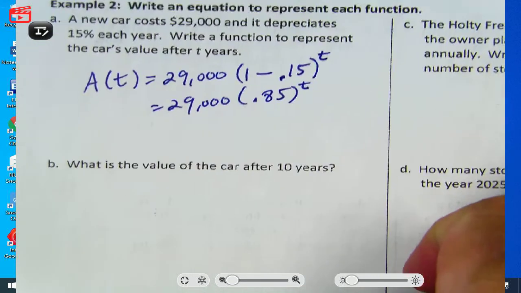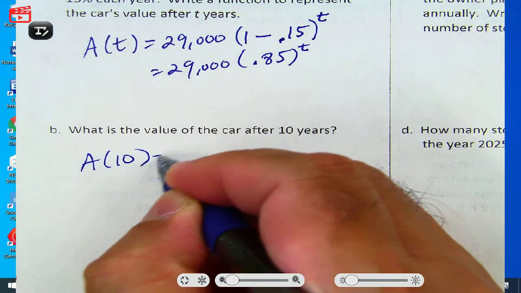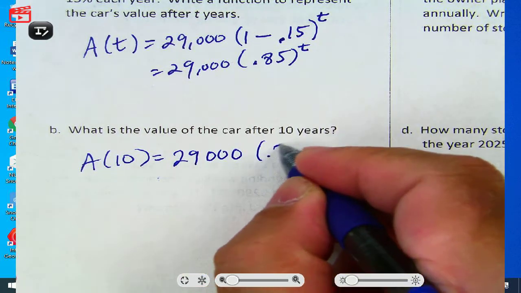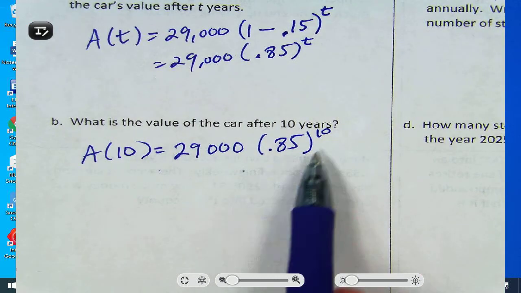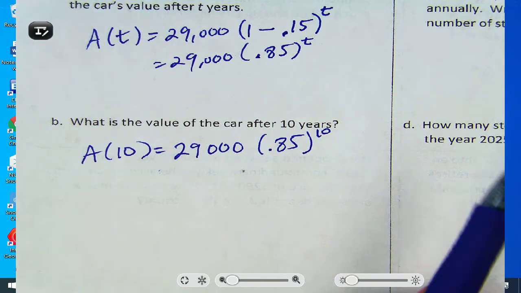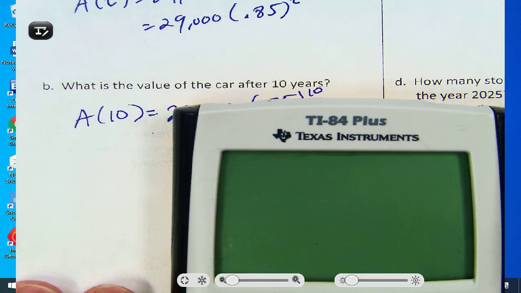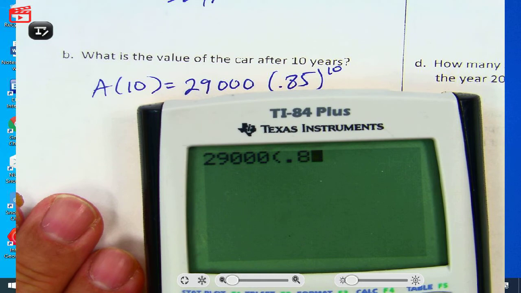Now in part B, they're going to say, what is the value of the car? So we're going to say A sub 10, that is you plugging in 10 and using your formula. Let's use the second one, 29,000 times 0.85 to the 10th power. We have to work this out on a calculator.